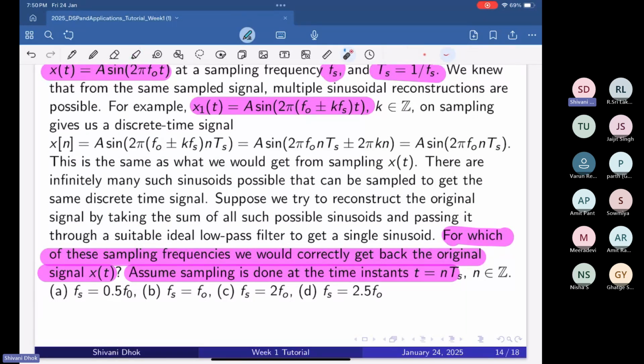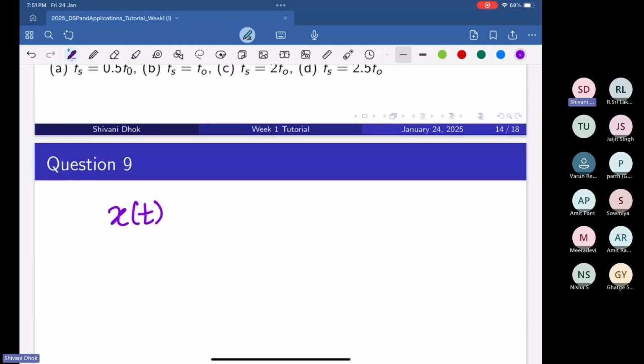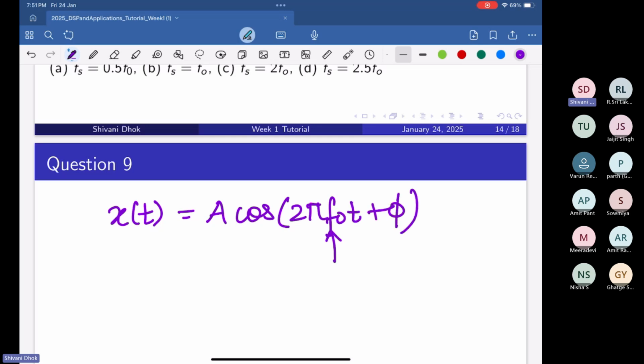Here they have given 4 options. One is Fs equal to 0.5 f naught, another is Fs equal to f naught, Fs equal to 2 f naught, and Fs equal to 2.5 f naught. Now we have seen that if I want to sample x of t equal to A cos 2 pi f naught t plus phi, this is the frequency, f naught, present in this particular signal x of t. So we want this sampling frequency Fs to be greater than 2 times f naught.